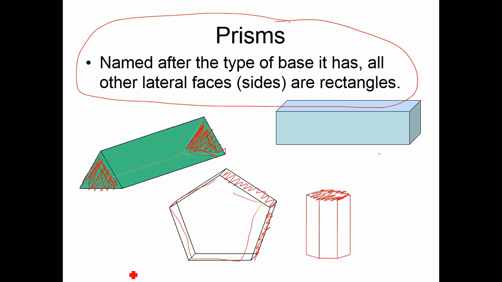Just because you turn the figure doesn't mean it turns into something else. It's still a prism, it still has that as the base, and we're going to need to think about that base when we calculate the surface area and volume.